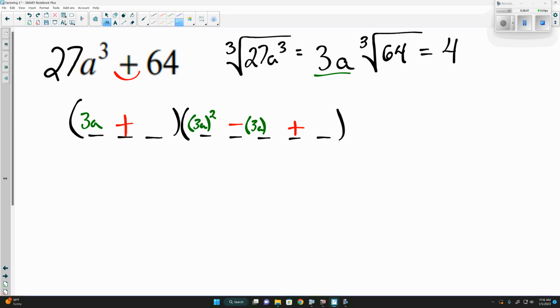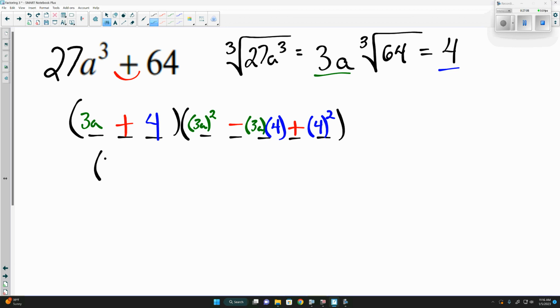Our second term is 4. So in the first set, we'll have 4 to the first. We won't have anything in the first spot with 3a squared. In the middle, we'll have 4 to the first, and in the last one, we'll have 4 squared. Any questions on how we got this set up here?